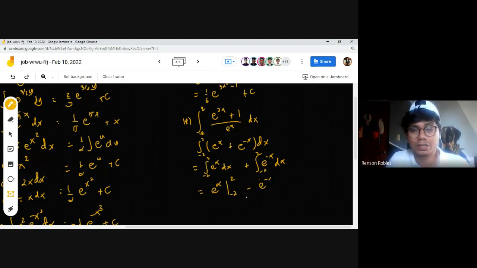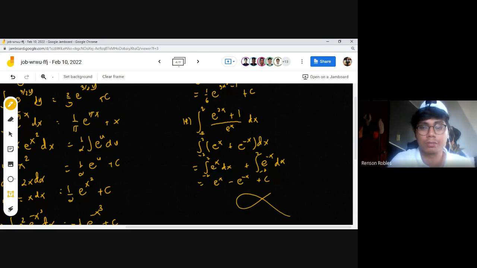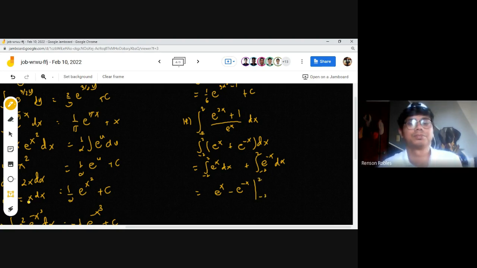Pwedeng e to the x. Oops, control z na lang. Pwedeng ganito na lang, e to the x minus e to the negative x evaluated from negative 2 to 2.